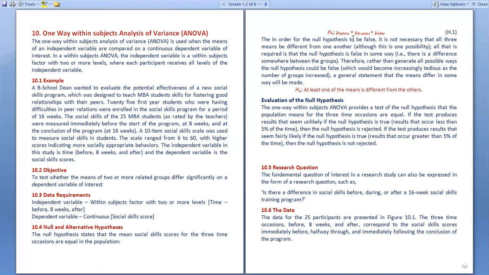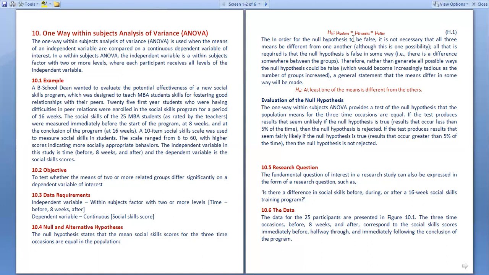So coming to the topic, before we actually look at the problem and work on SPSS, let's look at what it is in theoretical terms. It is basically within subject analysis of variance, where means of independent variable are compared on continuous variable of interest. In a within subject ANOVA, the independent variable is within subject factor with two or more levels, where each participant receives all levels of independent variable.